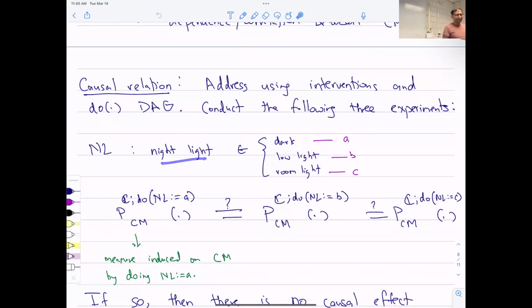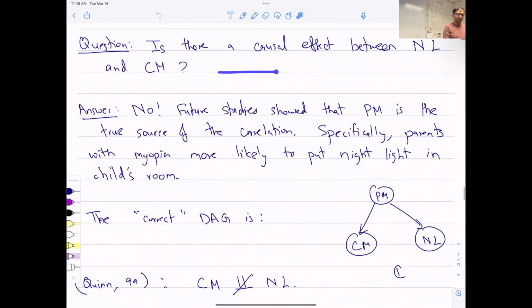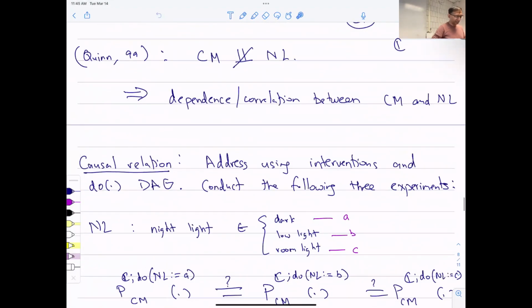Look at the night light. The experiment we want to conduct is: it can be dark, maybe low light, maybe room light, maybe multiple states. Maybe two is enough, maybe you want three states. Then you set different values of the night light and find the probability of child myopia, marginalized, when you have done night light with these values. If these are exactly the same across, then you know that this arrow is not present, that this statement is not true. And this is just tying back the formalism we've developed to a concrete example. That's the only point of this example.